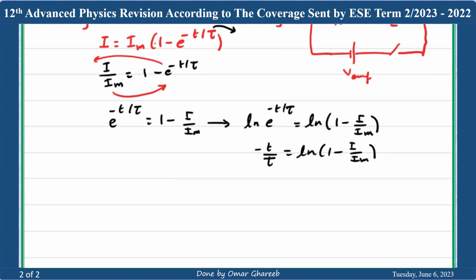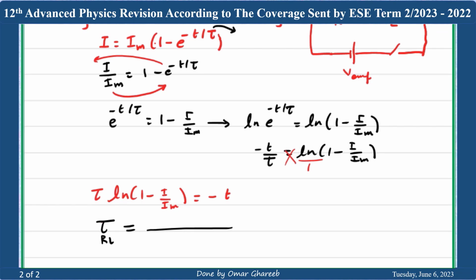I need tau. So if you do the cross multiplication like this, we'll get tau times ln of 1 minus I over I maximum equals minus t. So tau RL becomes, of course, minus t over that ln. Almost done. Now substitution.